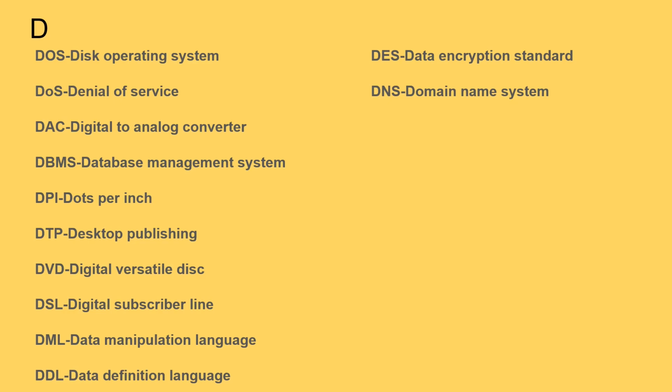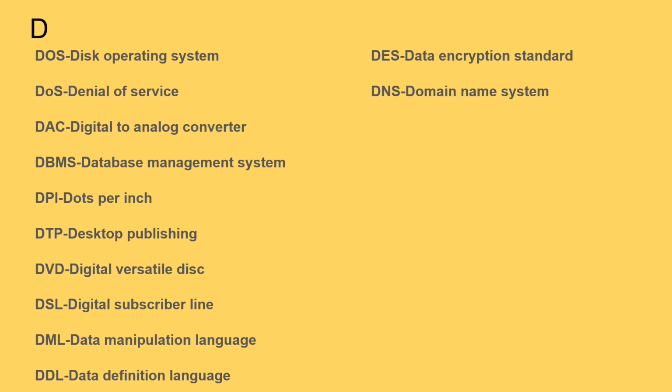Next is digital to analog converter. A digital to analog converter is a system that converts a digital signal into an analog signal. An analog to digital converter performs the reverse function. DBMS, Database Management System. You know, a database is an organized collection of data generally stored and accessed electronically from a computer system. Similarly, the database management system is the software that interacts with the end users, applications, and the database itself to capture and analyze the data.